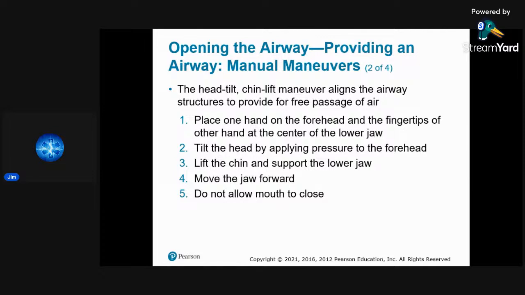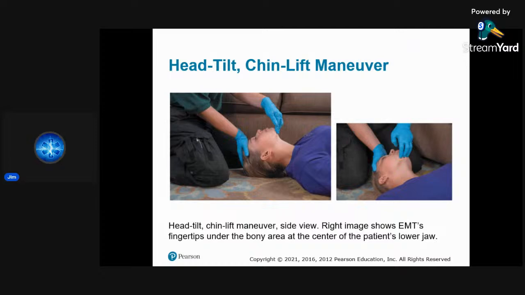Let's look at the head tilt chin lift. This will align the airway structures and provide a free airway passage. How are we going to do this? We're going to put one hand on the top of the head or the forehead area, and the other hand we're going to take our 3 fingers and put them in the center of the lower jaw. We're going to apply pressure to the forehead in a downward motion as we're lifting the chin. It's going to move the jaw forward, and we don't want the mouth to close. It'll just pull the jaw forward and the mouth will remain open. Here's a nice picture of it. See his or her hand positioning.